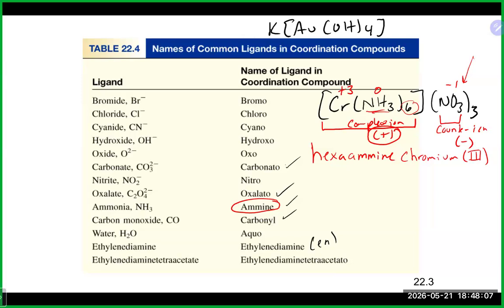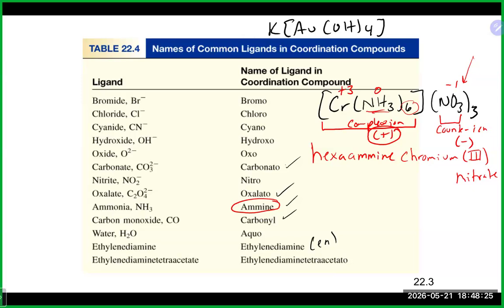And now we come to our counter ion in this case. As I mentioned before, even though there are 3 of them, because we need 3 of them to balance out the charge, we just simply use the name of it, and this would be nitrate. So this would be hexaamine chromium 3 nitrate.